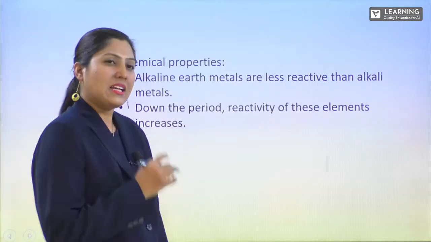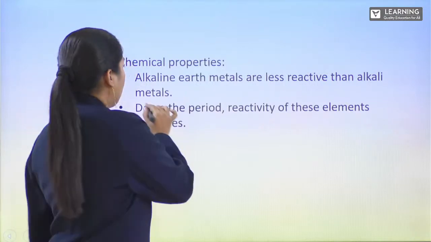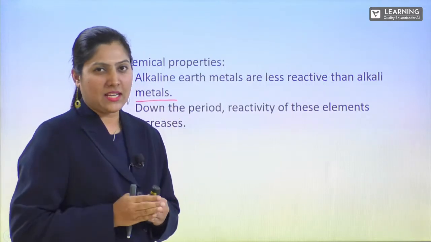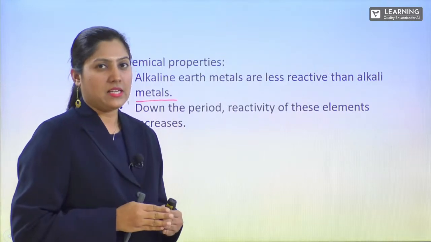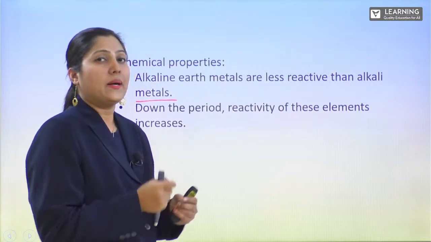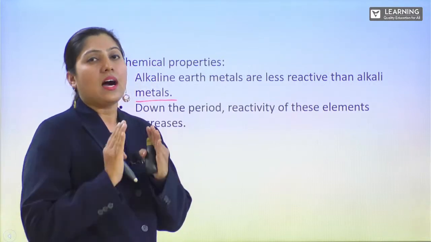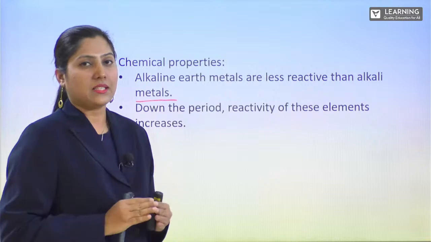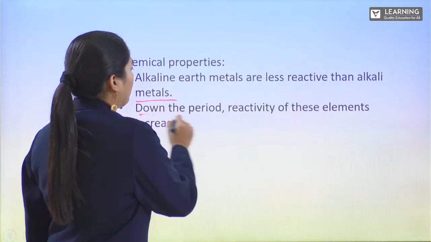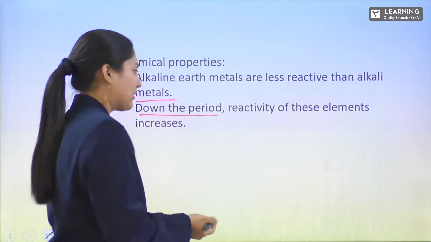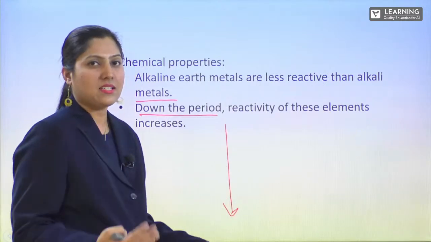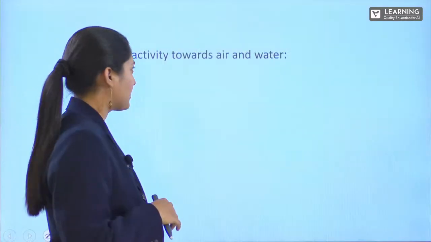Alkaline earth metals are less reactive than alkali metals. That means the first group are the most reactive elements compared to other elements, and these alkaline earth metals are also reactive, but they are less reactive than alkali metals. Down the group, what happens? Reactivity increases. That means in the same group, as size increases down the group, the reactivity increases.